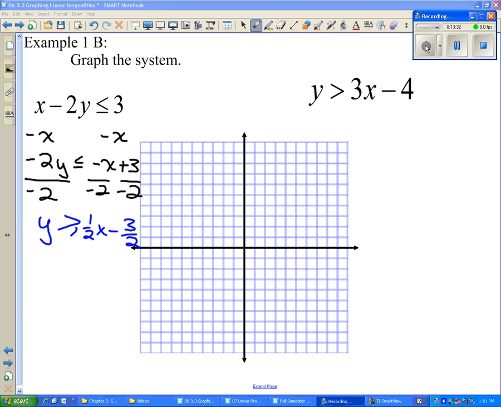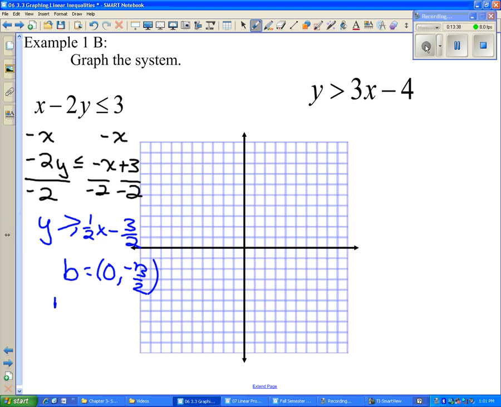For this problem, I start at my b, which is 0, negative 3/2, with a slope of 1/2. So negative 3/2, I'm going to go down 1.5. Up 1 to the right 2, up 1 to the right 2 puts me halfway there. Remember, I can also go down 1 to the left 2, and that gives me my line. I need to decide if this is a solid line or dashed line.